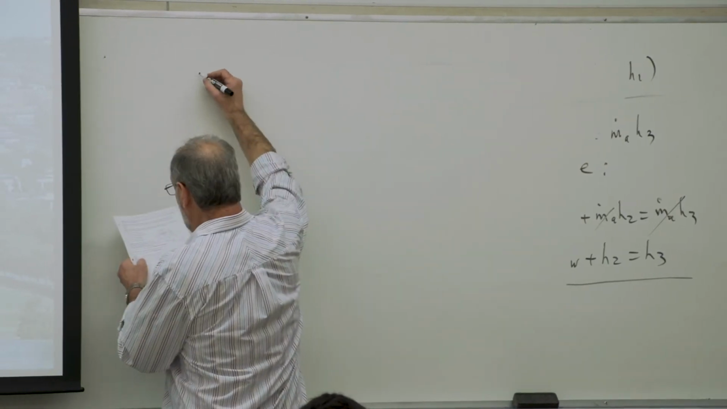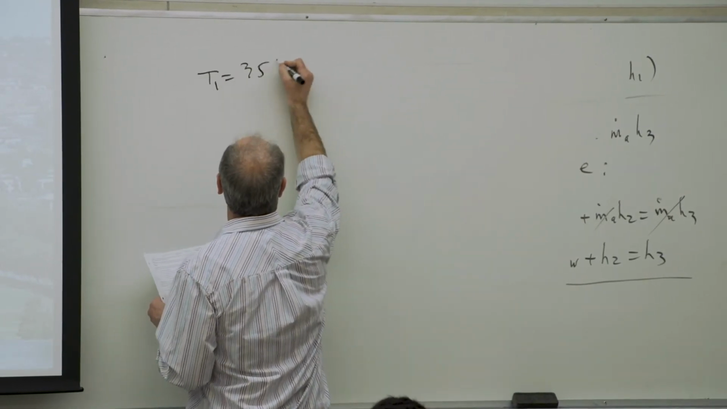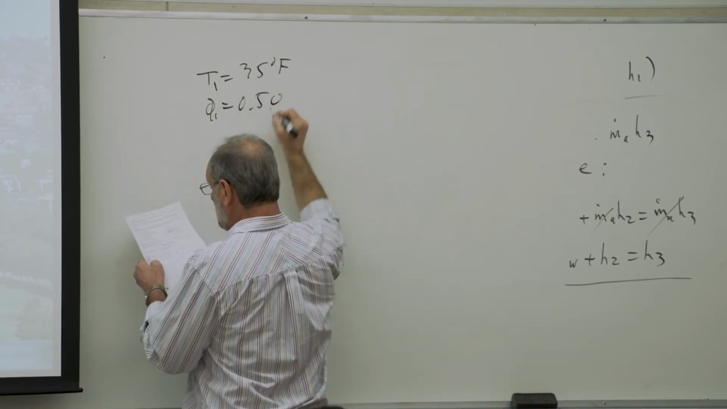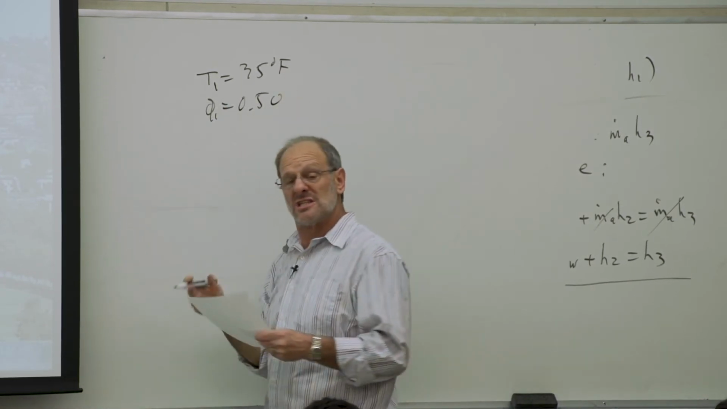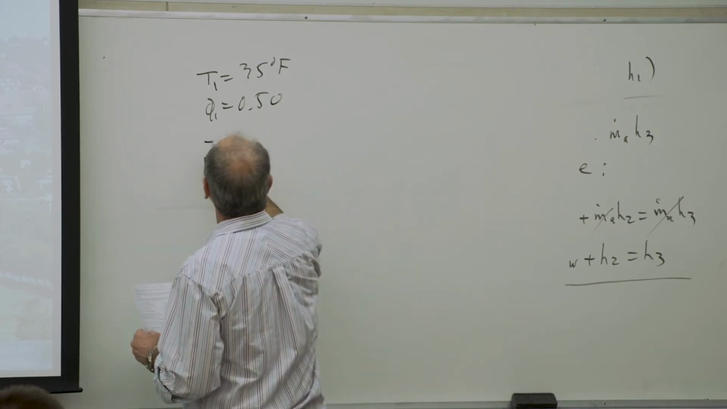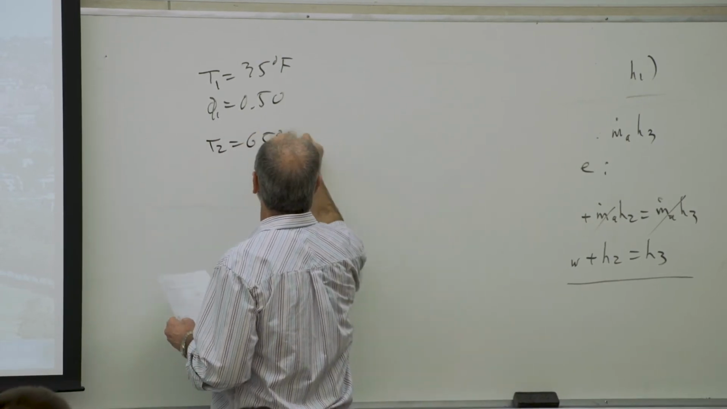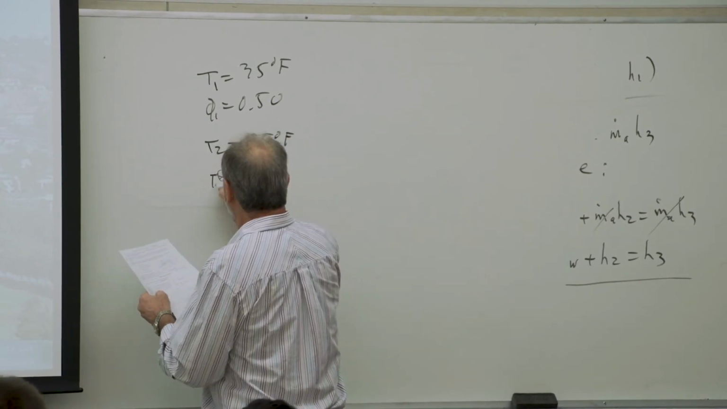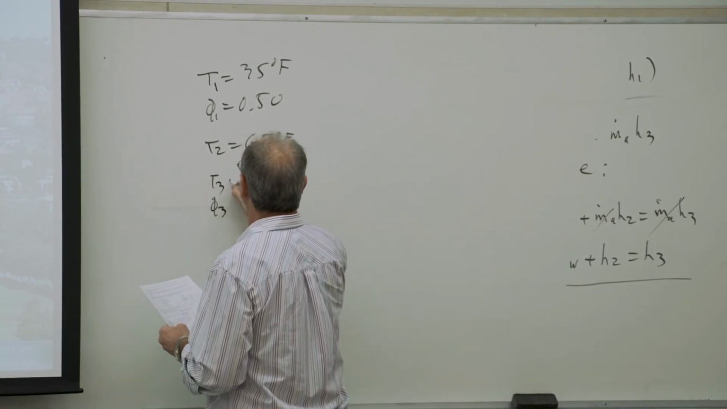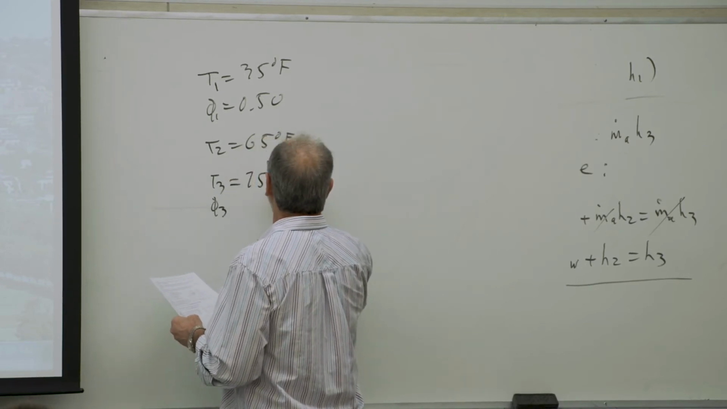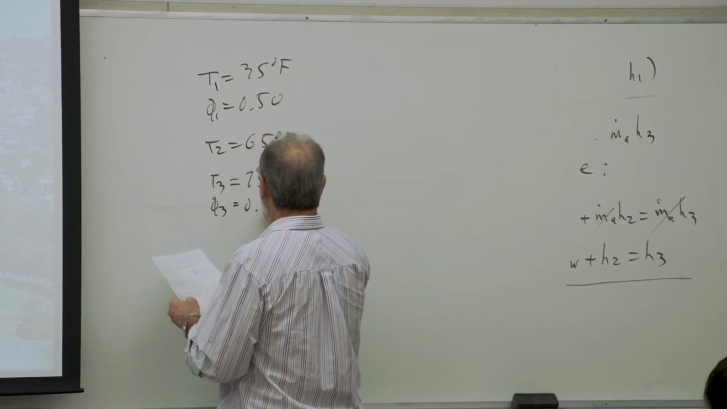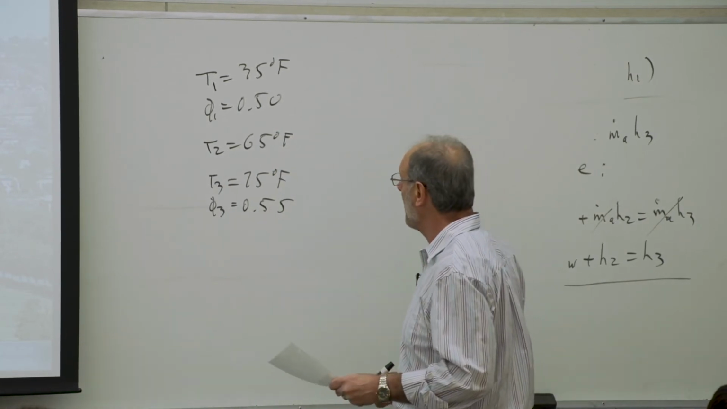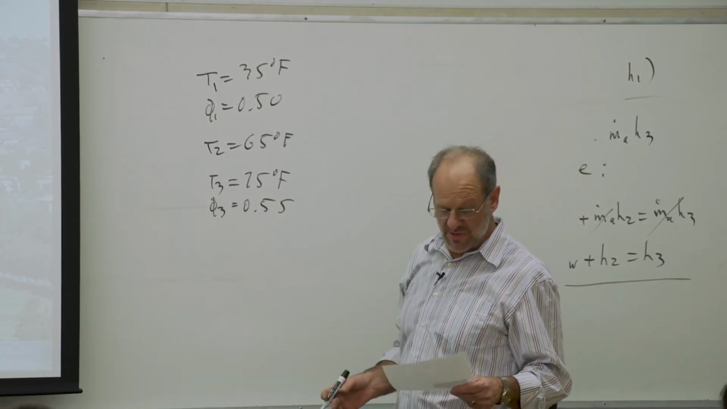And we're given a temperature and relative humidity. So T1 is 35 degrees Fahrenheit, phi1 is 0.50. It says first it's heated to 65, so T2 is 65 degrees Fahrenheit. And then it's humidified, and we finally leave at a temperature T3 of 75 degrees Fahrenheit and a relative humidity of 55%, or just 0.55. Okay, so this is the data that's been given to us.